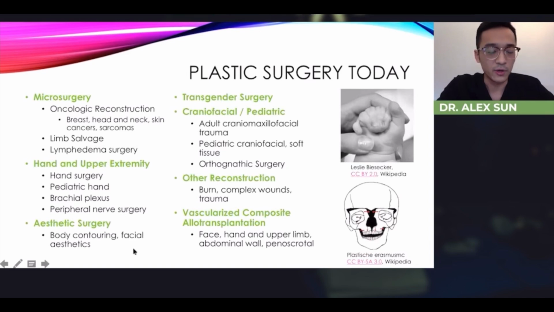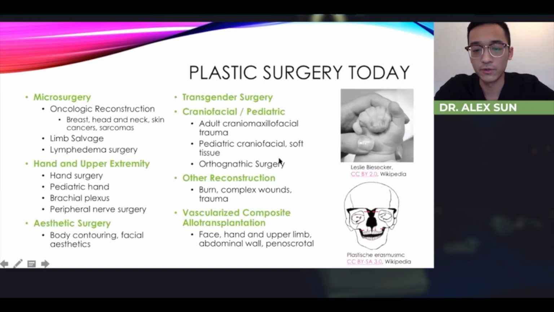Aesthetic surgery, as we all know, so this is body contouring after massive weight loss, facial aesthetics, and most people are familiar with this aspect of plastic surgery. Transgender surgery, this is top surgery and bottom surgery for male to female and female to male. Craniofacial and pediatric are often lumped together. So this includes adult craniofacial trauma, but it also includes pediatric craniofacial surgery, which includes things like soft tissues, so cleft lip, but also bony deformities like craniosynostosis and other skull conditions that kids may be born with.